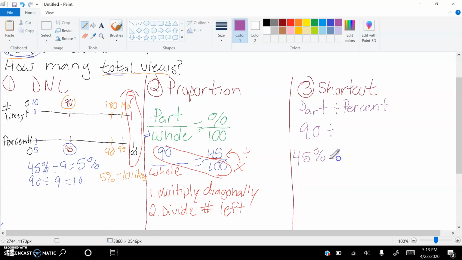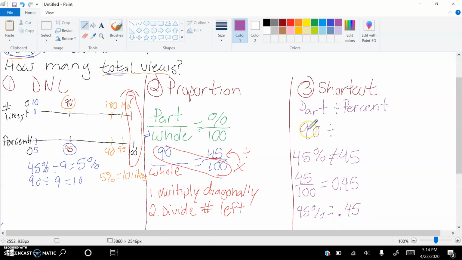45% is not equal to the number 45. This percent sign really means 45 out of 100, because percents are out of 100. And 45 out of 100, if we actually divide those numbers, 45 divided by 100 is going to give us 0.45. So 45% is not equal to 45, but it is equal to 0.45. So this is the number that I'm going to divide by.